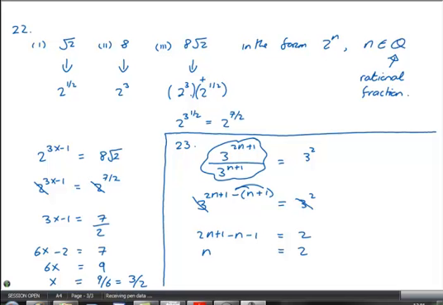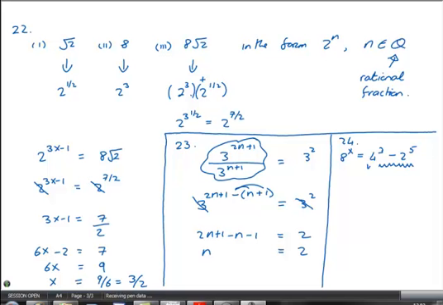Let me see, question 24. Question 24 says, if 8 to the power of x is equal to 4 to the power of 3 minus 2 to the power of 5, find the value of x. Now I think with this question, and the reason I think it's an important one, is there is no rule of indices that allows us to deal with what's on that right hand side there.